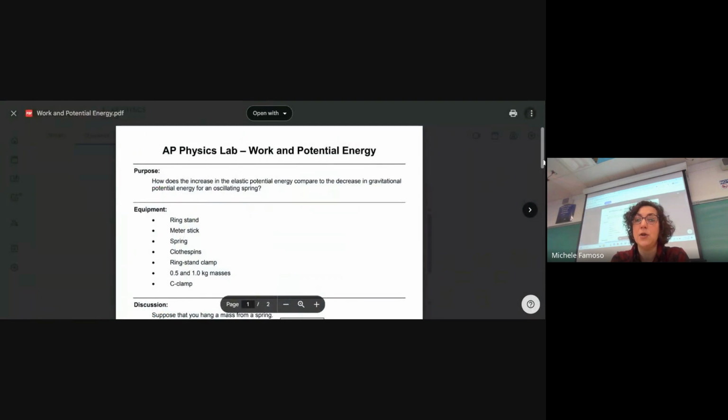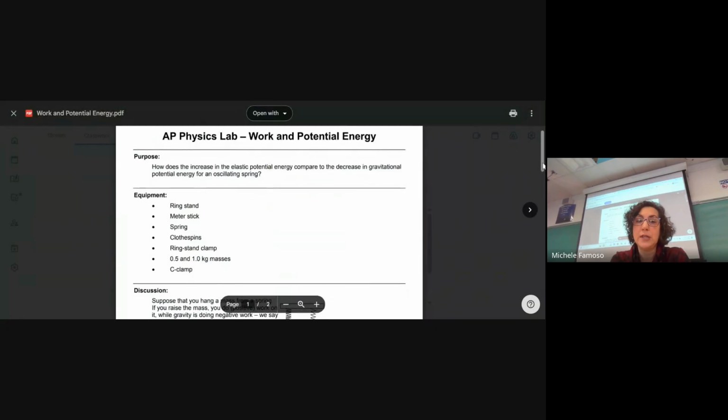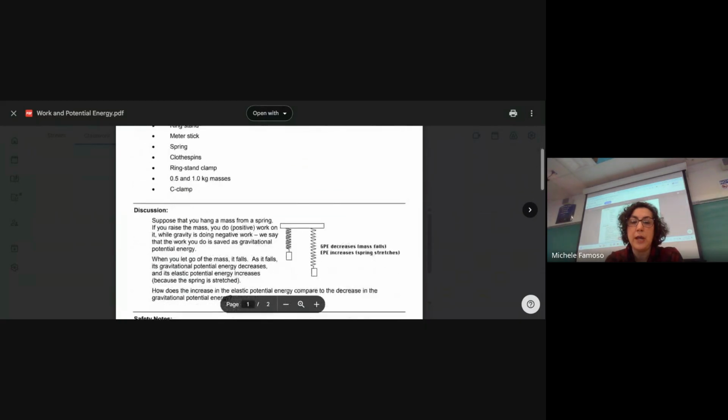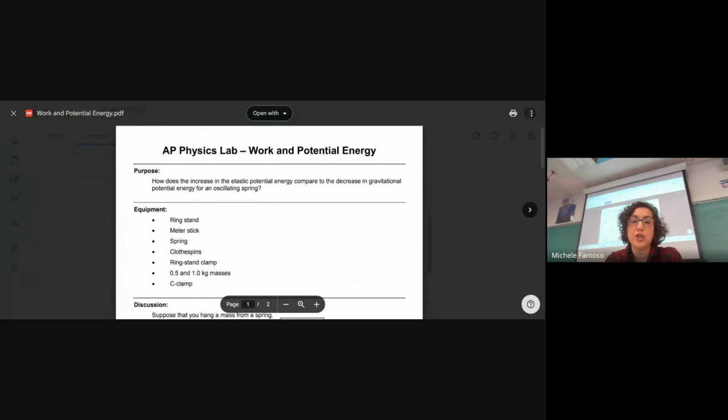The lab is on work and potential energy. You're going to be using a setup like the 6 stations I have around the room. There's 1, 2, 3, 4, 1 in the back corner, 5, and 1 in the far back by my filing cabinets. And what you're going to be doing is answering this question in the lab.